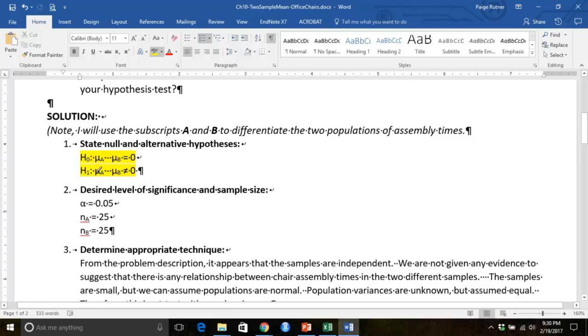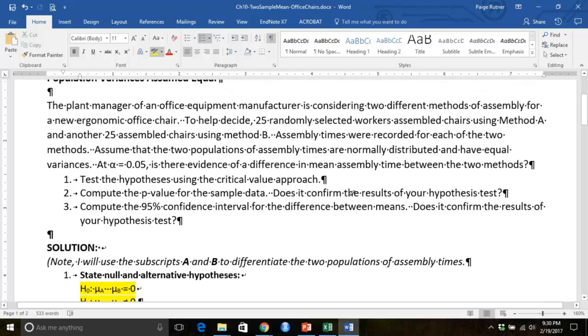But in this case, my null hypothesis is that there is no difference between the assembly times. I'm doing a two-tailed hypothesis here because the question was asking me, is there evidence of a difference? And so it's not asking, is there evidence that one takes longer than the other or doesn't take longer than the other?